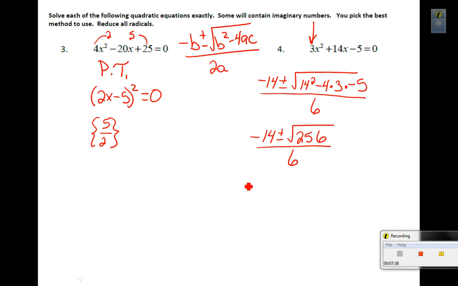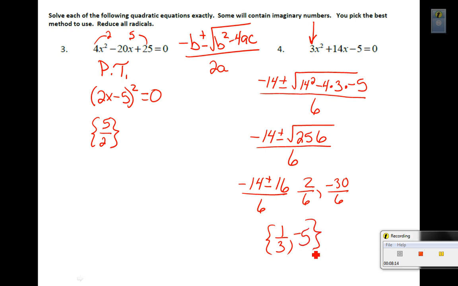Your next step, break down 256. In this case, it's a nice square root, 16, all over 6. Now let's go start working on our answers. I got negative 14 plus 16, which is 2 over 6. A better name for that is 1/3. Negative 14 minus 16 is negative 30 over 6. A better name for that, negative 5.